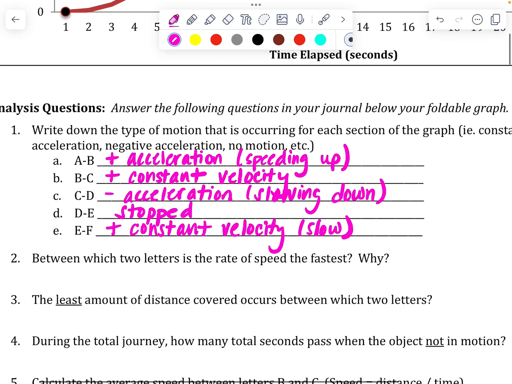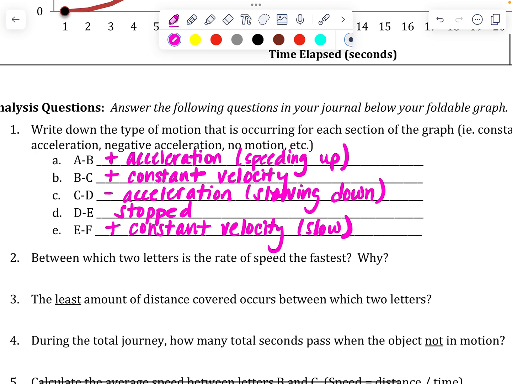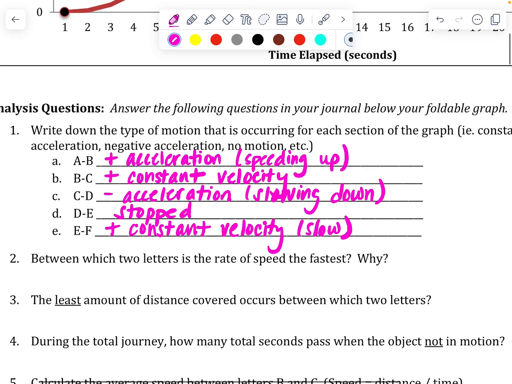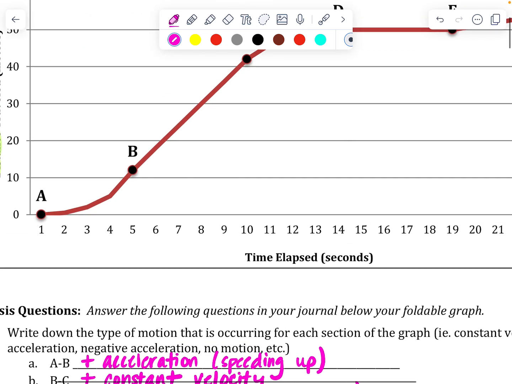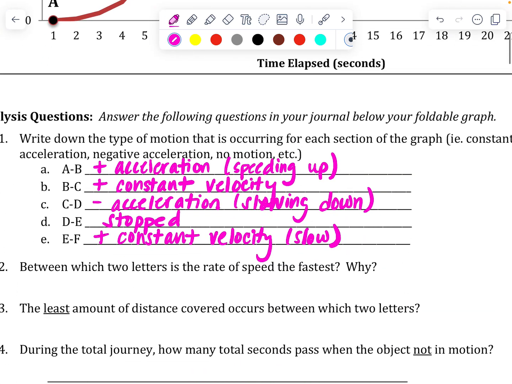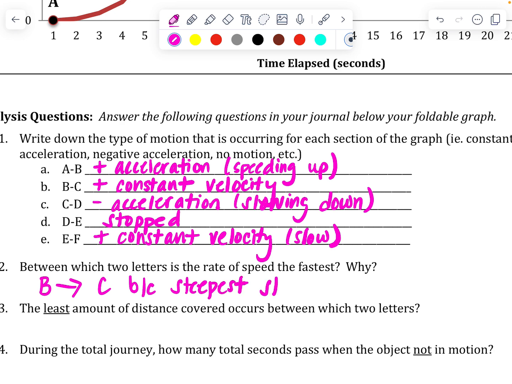Between which two letters is the rate of speed the fastest? So for this, we want to look for the steepest slope. If you look up at your graph, that's from B to C. That's your steepest slope. So between B and C, because it's the steepest slope. The least amount of distance covered occurs between which two letters? Well, that would be D to E, because it's stopped.